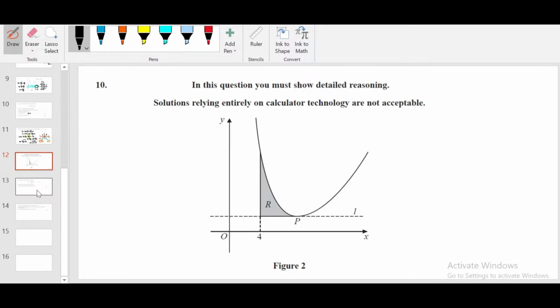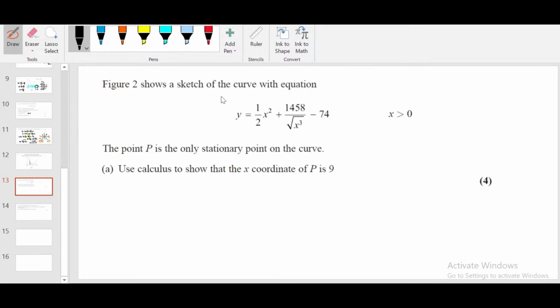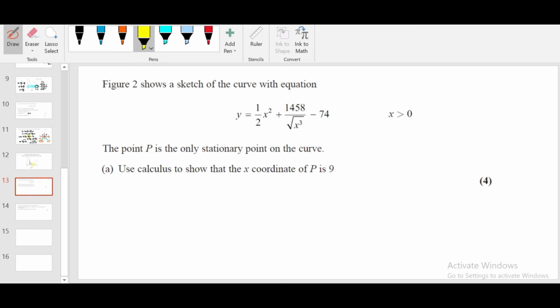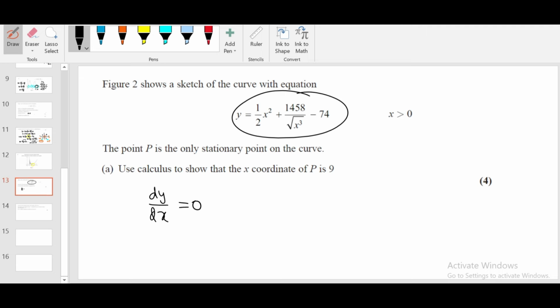Question number 10. We have a figure given and the question says, Figure 2 shows a sketch of the curve with the equation y is equal to blah blah blah. The function is given. The point P is the only stationary point. You can see point P here. That's a stationary point. Use calculus to show that the x coordinate of the stationary point P is 9. So whenever the question talks about stationary point or turning point or maximum or minimum point, you have to differentiate the function and equate it to 0. dy by dx is equal to 0 to find the x coordinate.